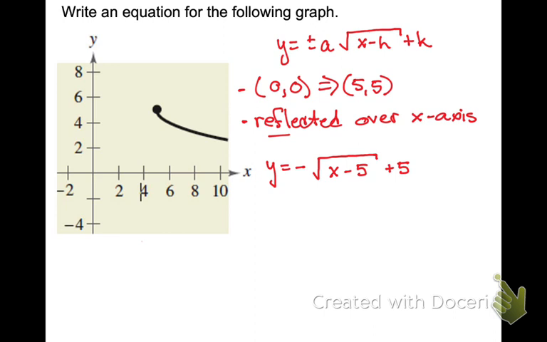It's that basic. Identify your h and k, your reflection, and calculate your a if you can. Make sense? Yeah.